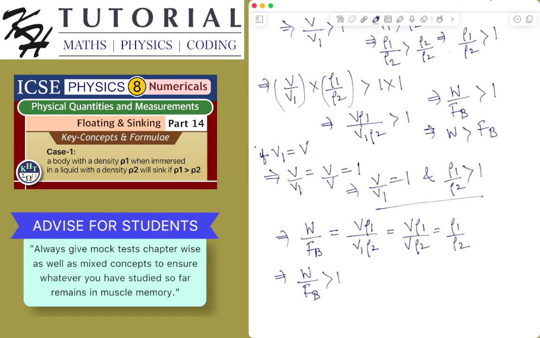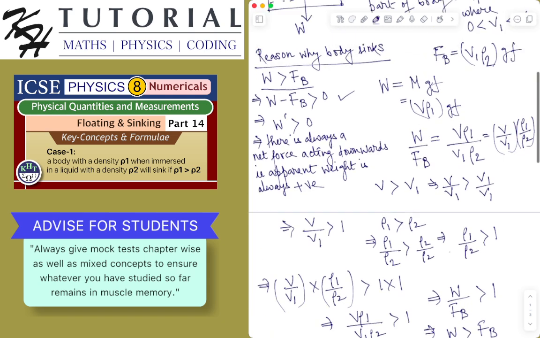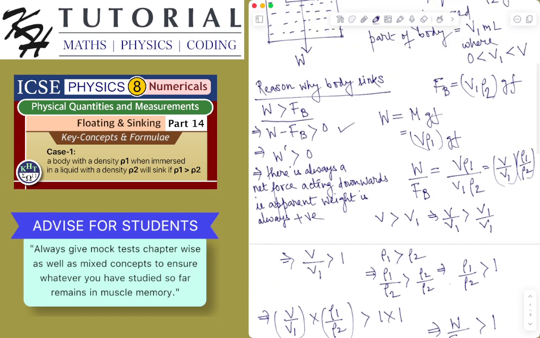So we can clearly see that when the density rho 1 is greater than rho 2, the body will always sink, because the weight will always be greater than the buoyant force, no matter whether the body is partially immersed in the liquid or wholly immersed in the liquid. W will always be greater than FB, which means that a net force of W minus FB will act vertically downwards, and that weight will tend to move the body more and more down towards the bottom of the liquid, which means that the body will sink.